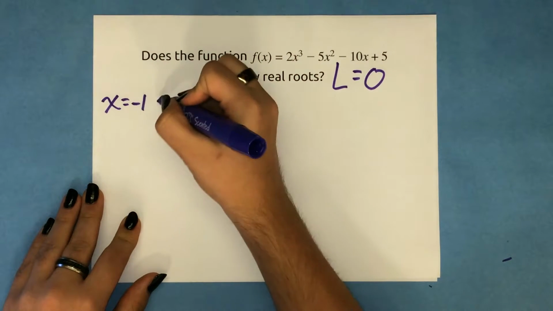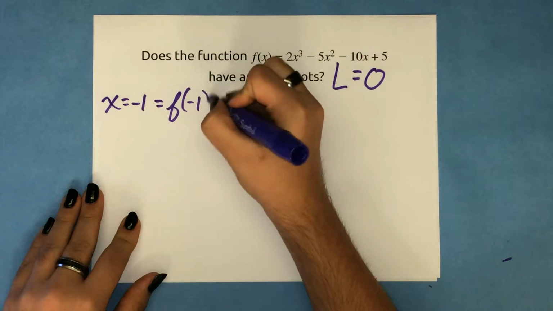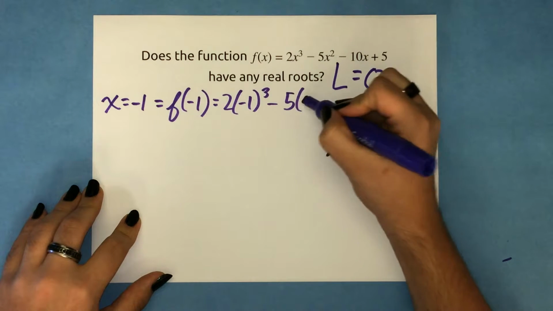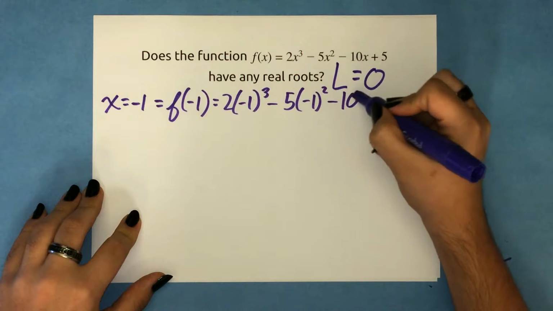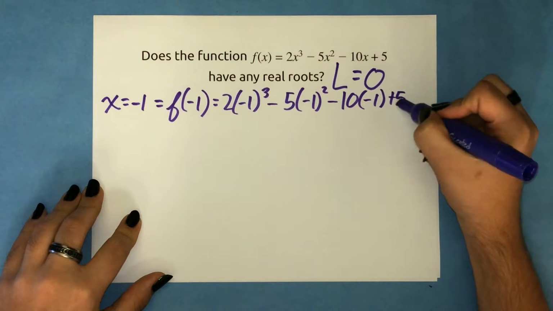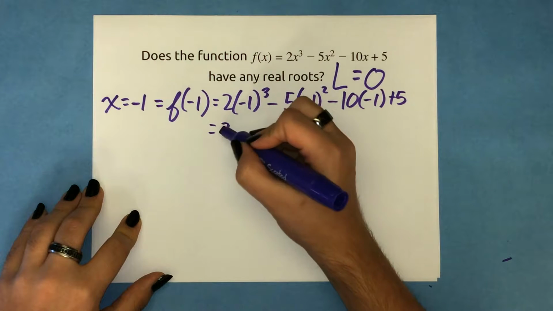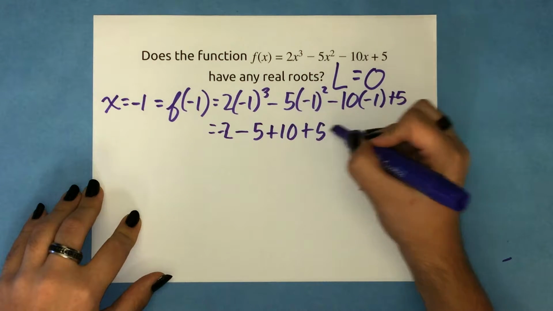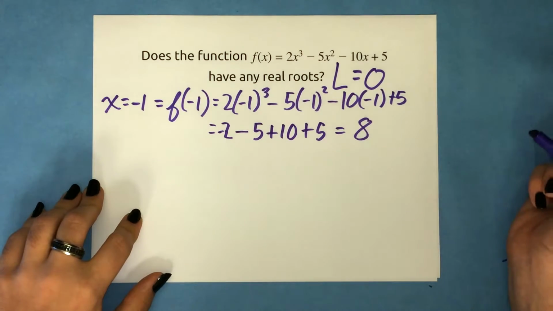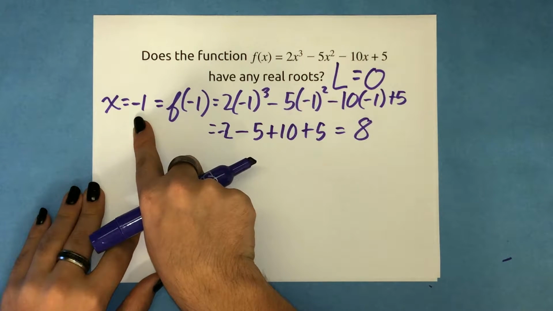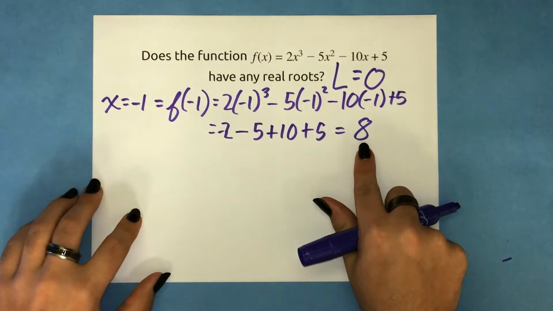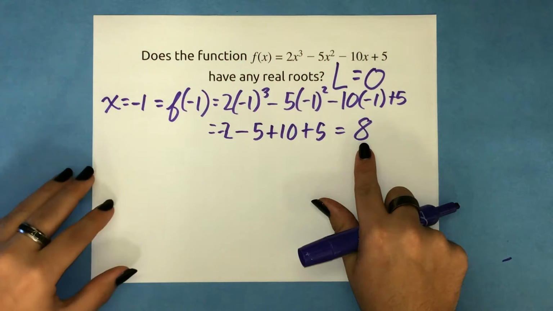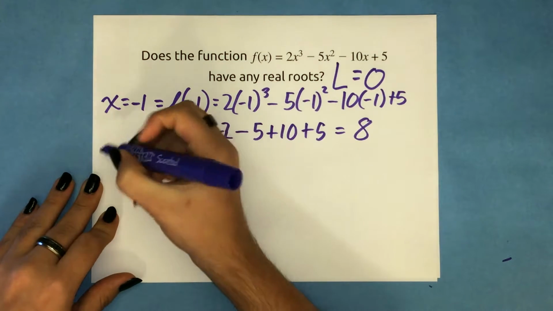If we let x equal -1, then f of -1 is 2 times -1 cubed minus 5 times -1 squared minus 10 times -1 plus 5, which becomes -2 minus 5 plus 10 plus 5, which equals 8. So now that we've found one x value, where our y value corresponding to it is above the x-axis, if we can find another x value where the y value is below the x-axis, we will have found a root somewhere in between there. So let's keep trying some more x values.